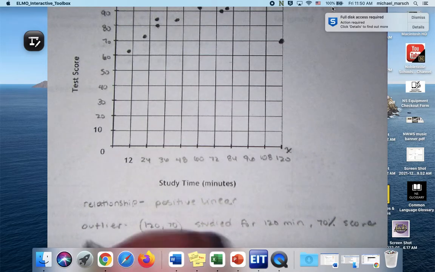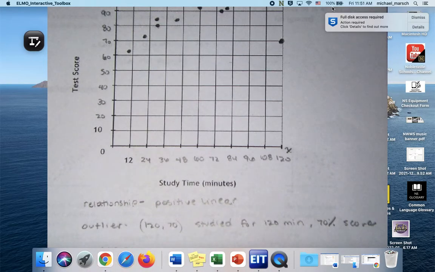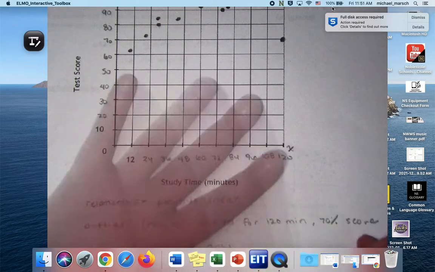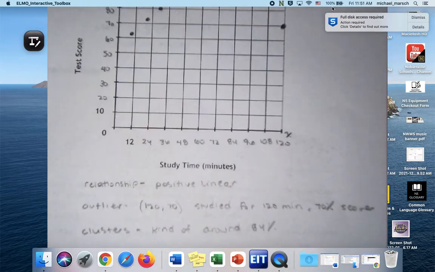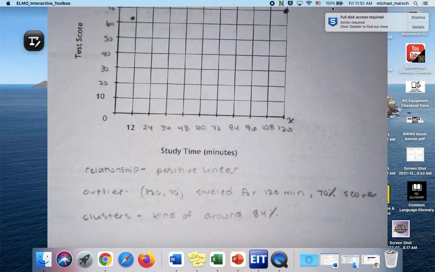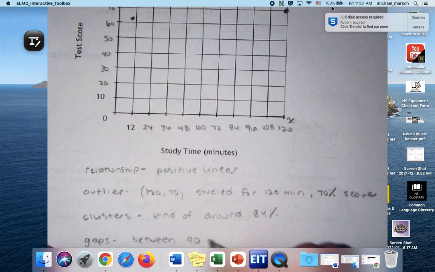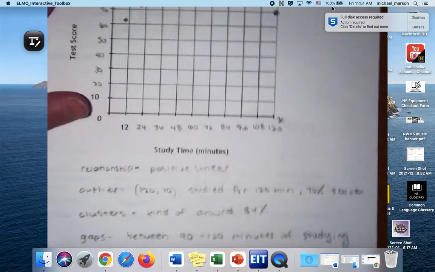Okay. Do we have any clusters? I have Spanish. Did you get your score back there? Hey, back to the math. Do we have any clusters? Yeah. Kind of, around 84%. And then gaps, I would say between 90 and 120 minutes of studying. That would be considered a gap right there. Not many people studied more than 90 minutes.